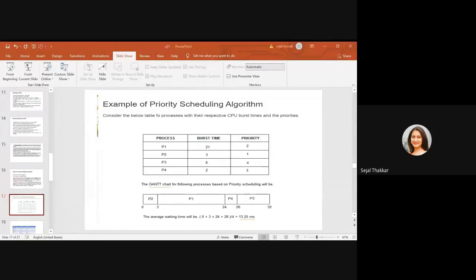Some background noise is coming because I am on leave and I am at home. Even though I'm taking lectures since morning, since 9, it is around 2 now, and I haven't even got a single minute of rest. I'm continuously working even on leave.